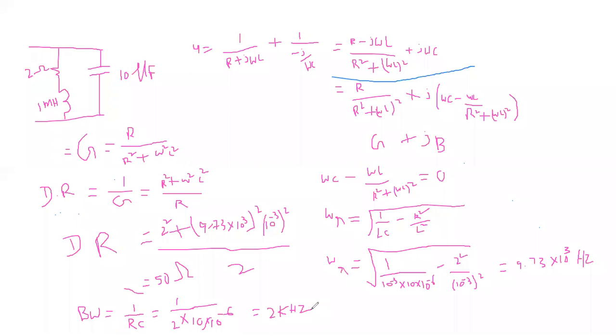After deriving the expression for omega, substitute the values and calculate omega. Then go for dynamic resistance. Dynamic resistance means the reciprocal of the real part value. Then for bandwidth, we know the formula 1 by RC in parallel circuit. Substitute and calculate. One more formula for calculating bandwidth is R by L, that means R by omega L. That is also important for calculating the bandwidth. So this is about problems related to parallel resonance.